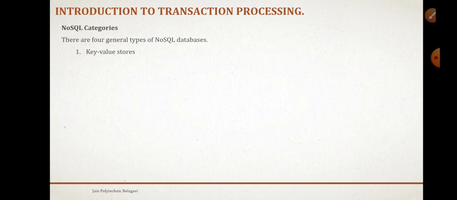There are 4 general types of NoSQL databases. First one is key value stores, second is column oriented, third is graph, fourth is document oriented. So we'll see one by one.